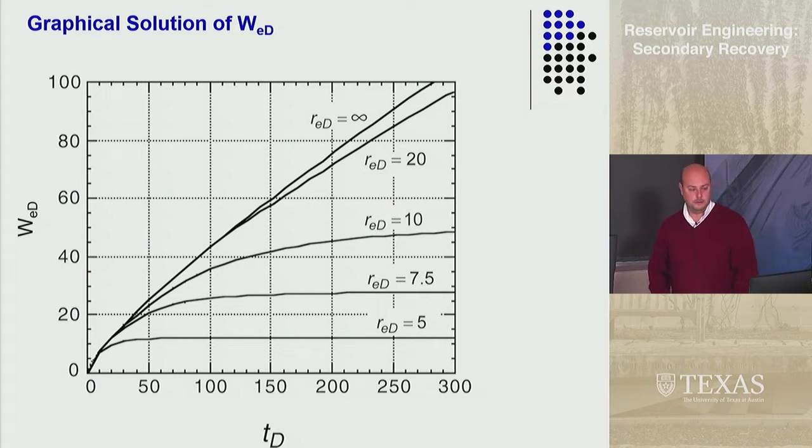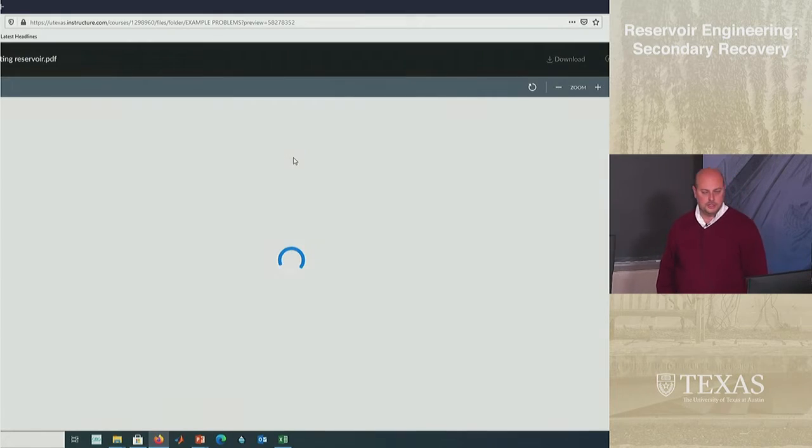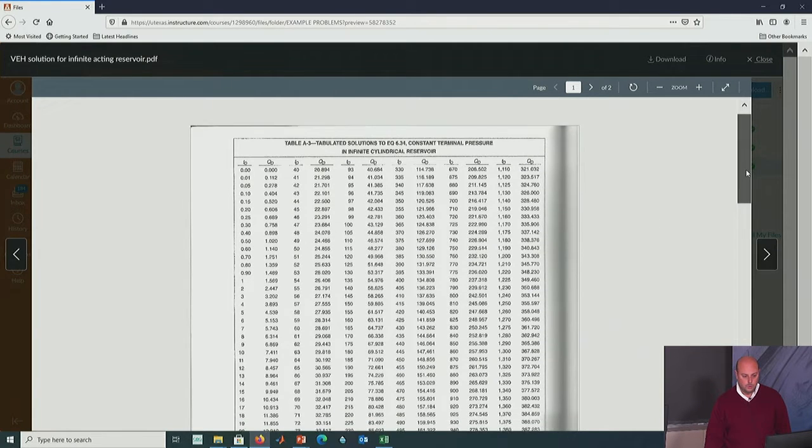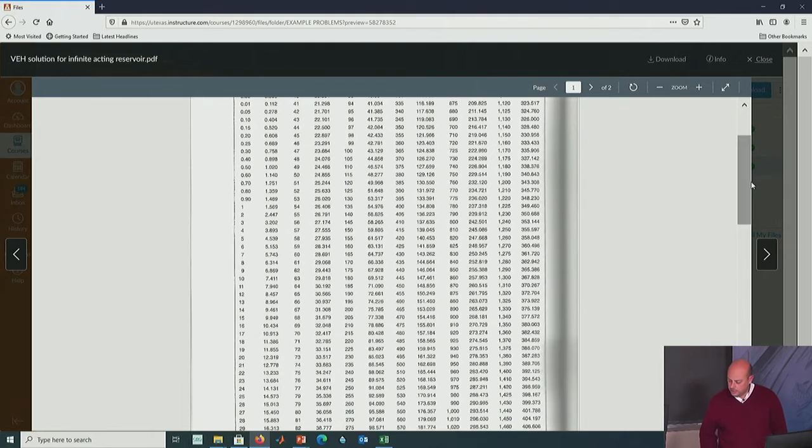All right. And the infinite acting table is much easier to use because we don't have to worry about the dimensionless radius. So what we have is this table, and we have TD in the left column versus, well, they call it QD. This is from a different textbook, but it's WED for our purposes. And I will give you a moment to look at that, and then you tell me what you get for delta TD is 67 and maybe 16.8 as well using the table.